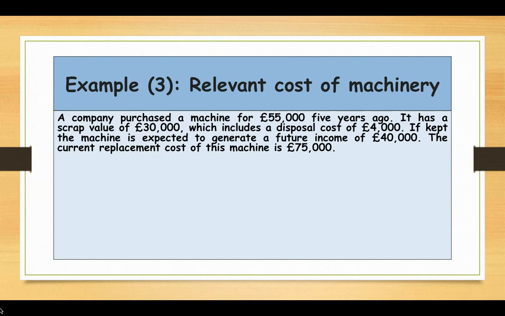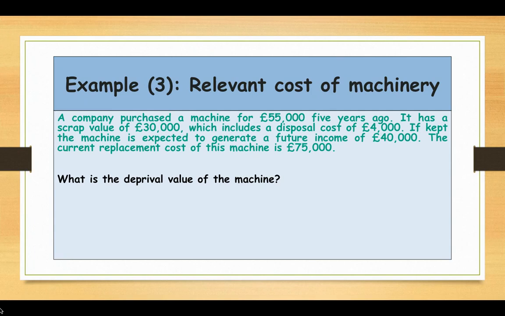It has a scrap value of £30,000, which includes a disposal cost of £4,000. So the net scrap value is £26,000. If kept, the machine is expected to generate a future income of £40,000. The current replacement cost of this machine is £75,000. What is the deprival value of the machine? As we have seen before, the deprival value is the relevant cost of the machine.